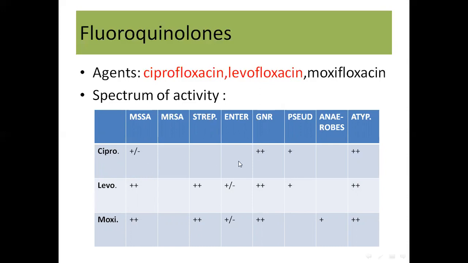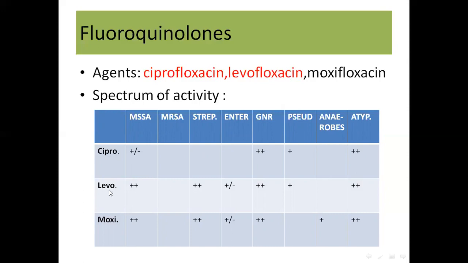It is poor against gram-positive bacteria, but variable activity against methicillin-sensitive staph. So it is overall poor against gram-positive bacteria. It is good for gram-negative, moderate for pseudomonas, and good for atypical. These are the first drugs we see that are good for atypical bacteria. It is poor against anaerobic bacteria.